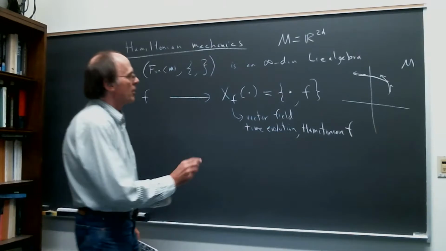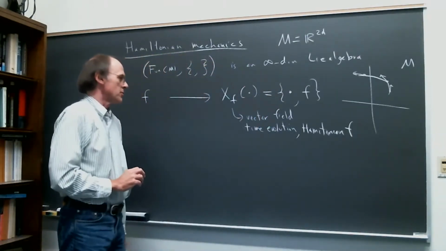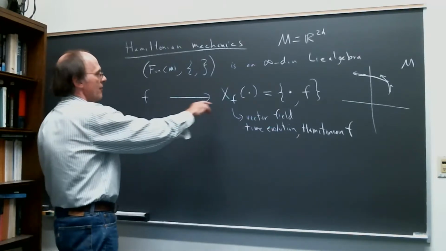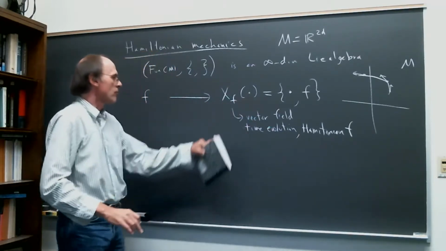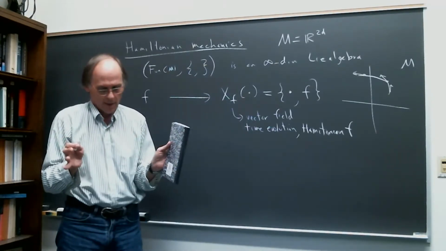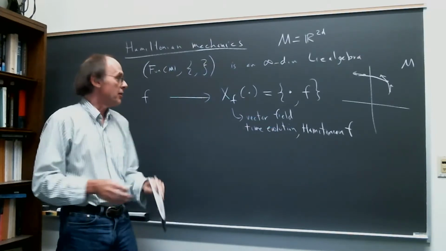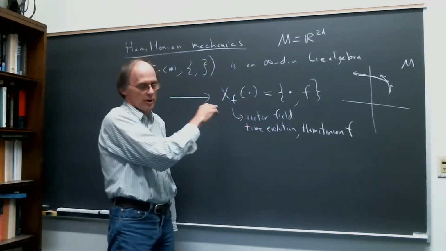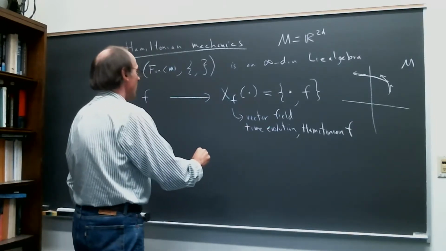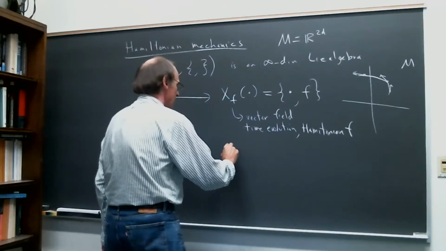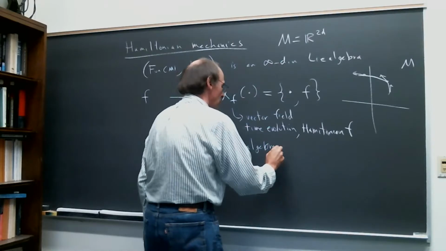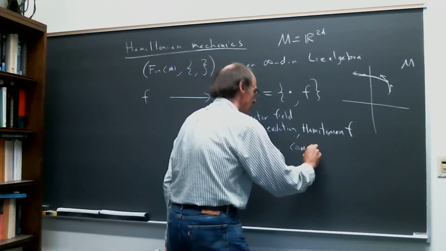But the other thing that's true is that vector fields also give you a Lie algebra, because if you have two vector fields, you can take the commutator. You can do the first one, then the second one, and then the second one and the first one. Take the difference, and so this gives you another Lie algebra, with a commutator of vector fields.